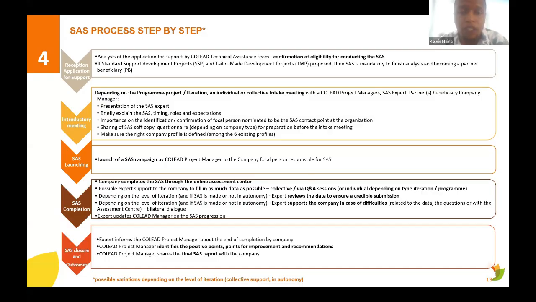the expert reviews the data to ensure credibility of the submission. This is data quality. Again, also depending on the iteration, the expert supports the companies in case of difficulties. But again, as you're aware, after the first SAS, it is expected that for subsequent SAS, the companies will be able to complete on their own. Then further to that, the expert updates the co-lead Project Manager on the SAS progression, of course completion, including the quality of data. So then there's the SAS closure and the outcomes.